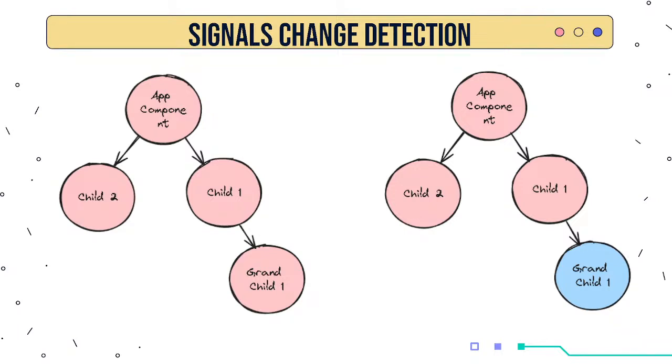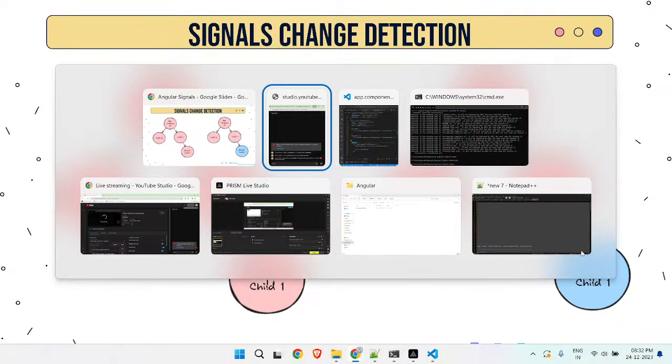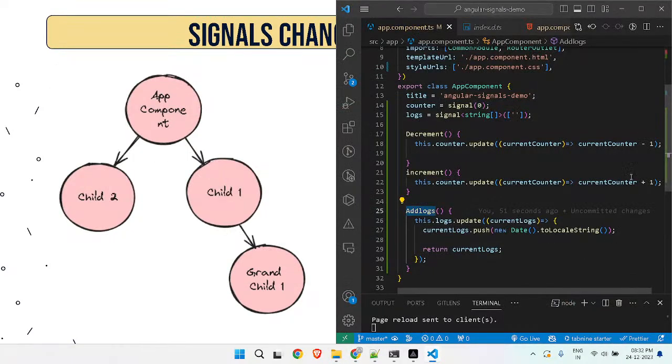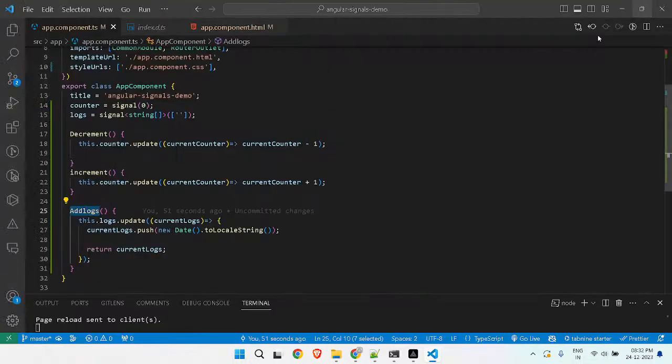We are going to create the same component tree, and we are going to write some code that will trigger a change detection cycle. So let's go back to our code and try to do that. I'll go back to my code editor and maximize it as well.